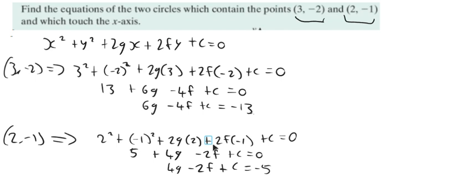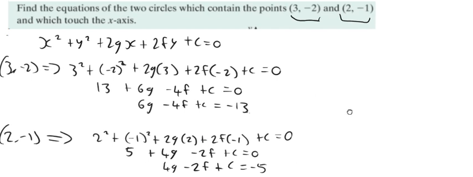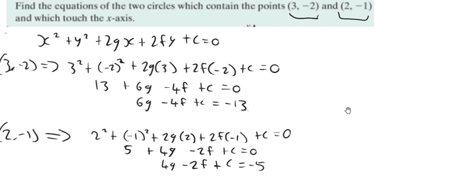So we've got 2 equations with g, f and c in it, but obviously we need a third one if we want to solve for 3 variables. So it touches the x-axis here. Because it touches the x-axis, like we had up above, the radius has to be equal to the absolute value of minus f.